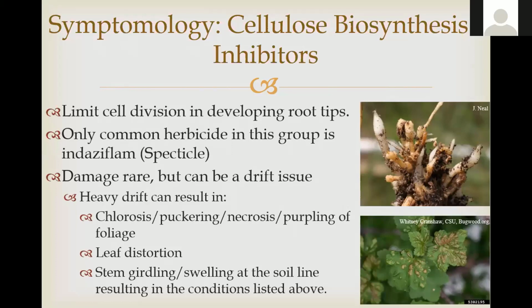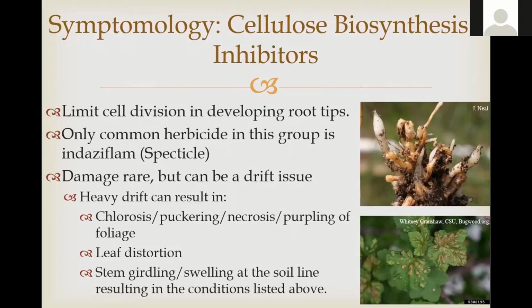But in some cases where you get heavy drift concentrations of that particular class of herbicides, you can get some of the chlorosis, the puckering, purpling of foliage. You'll see the photo on the bottom right-hand corner there. You get a kind of purplish tint, and you get those puckers that look like blisters. It's kind of unique in the herbicide world.